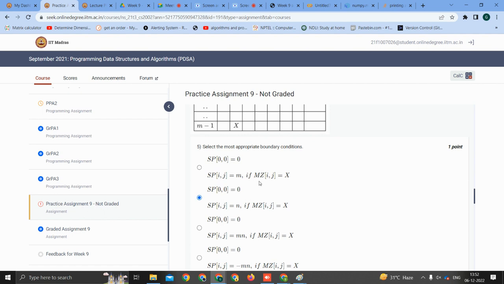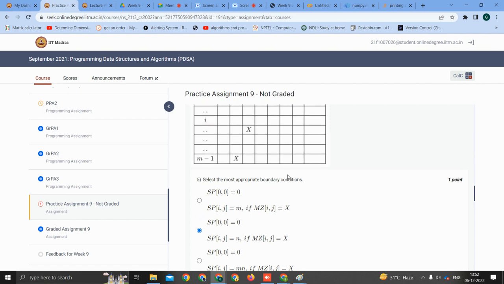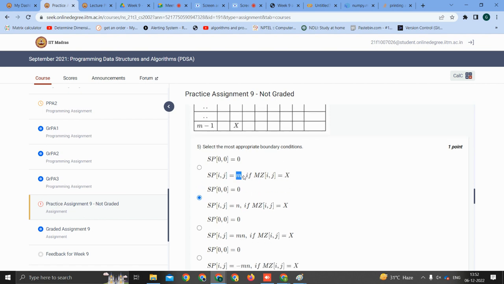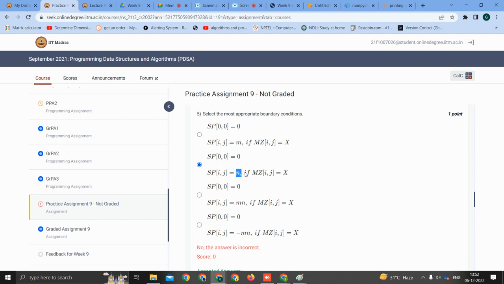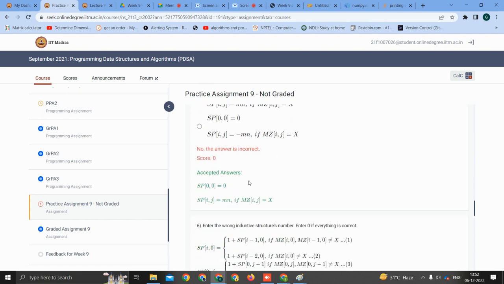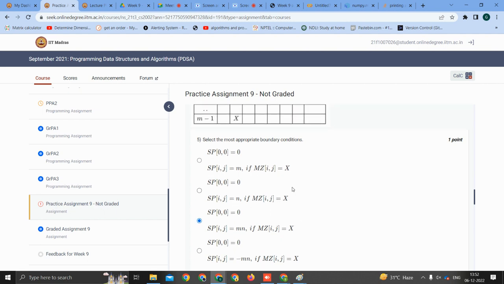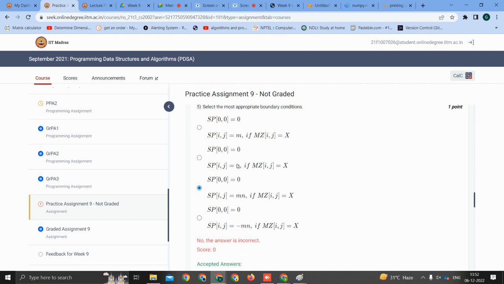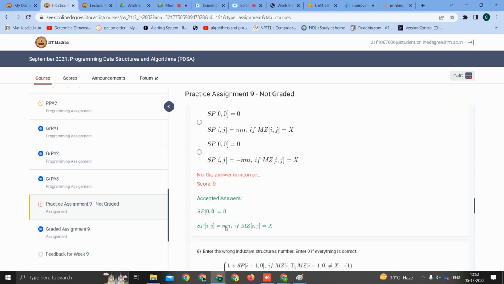If maze of i comma j equal to x, they are saying that n. One thing I can tell you here: n is the number of columns, right? Yes, that's right. M is the number of rows, N is the number of columns. But the correct answer for this is m comma n, and this is the wrong answer.